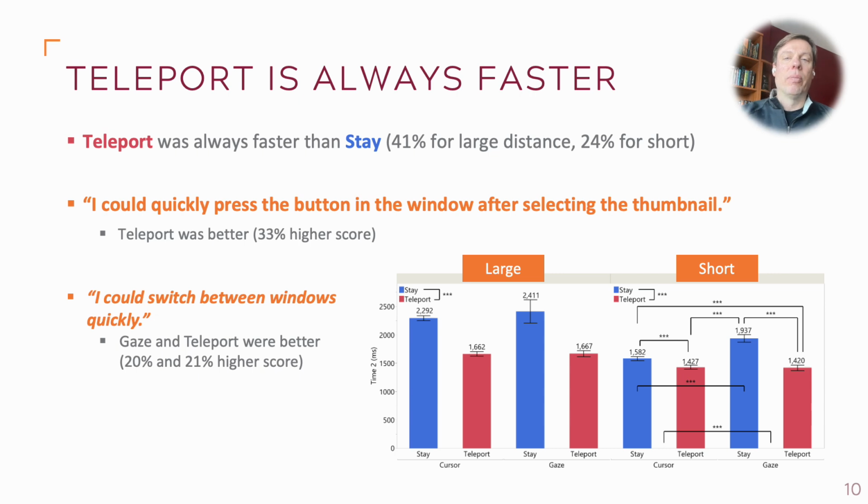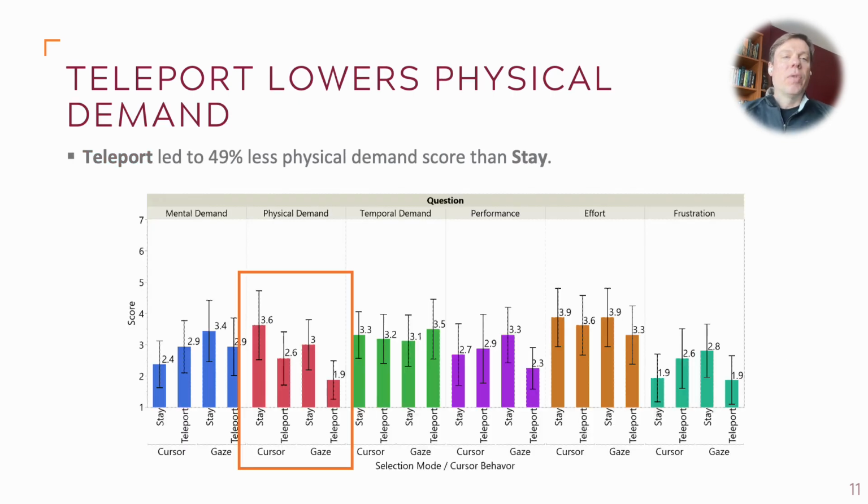In terms of physical demand, we found that teleport provided lower physical demand, 49% less physical demand than stay, which is obviously because of the extra effort needed to move the cursor back up to the new window in the stay condition. None of the other workload measurements were significant.